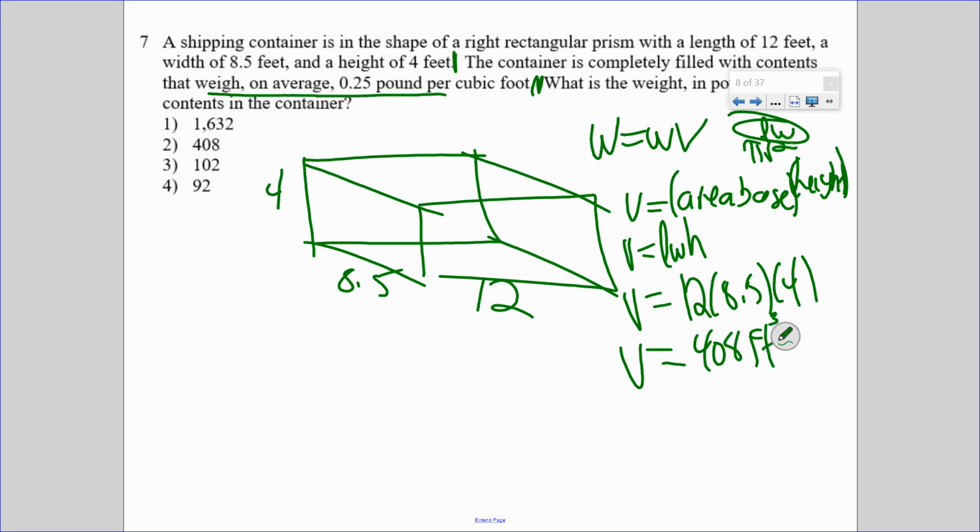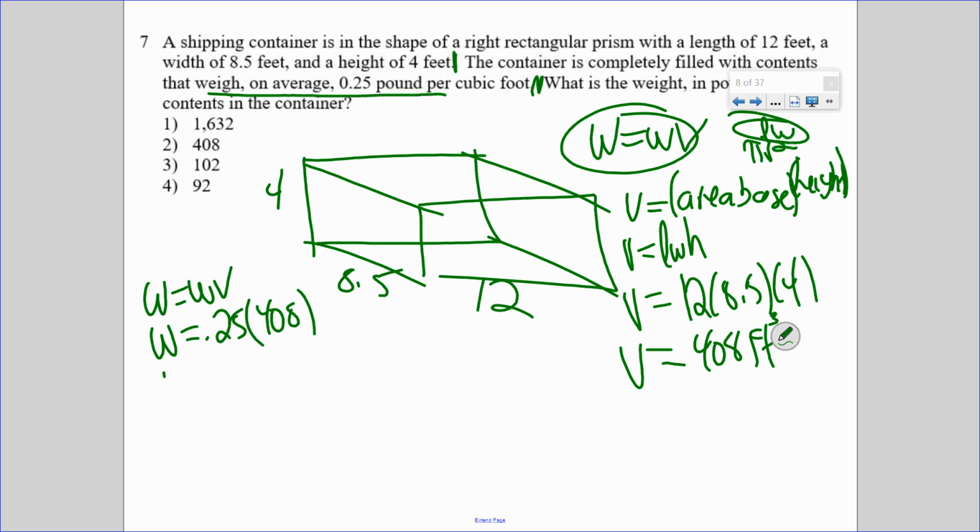Now that I have the volume, I go back to this formula. W equals WV. The weight of 1 cubic foot is 0.25. The volume is 408. You can put that into the calculator. I got 102 pounds. Two steps for the weight problems. First, find the volume. Multiply the volume by the weight. Just one of these.